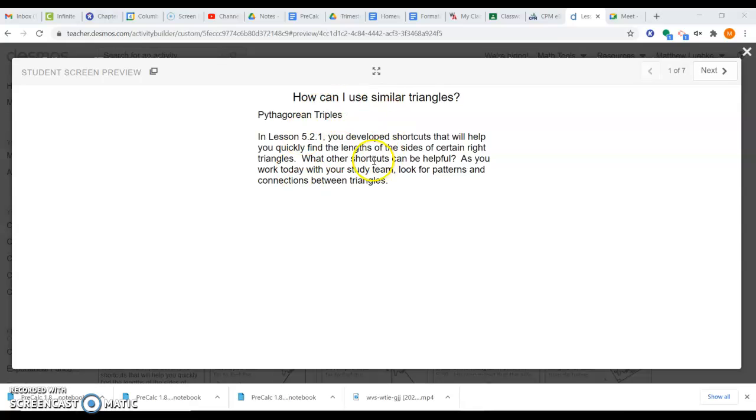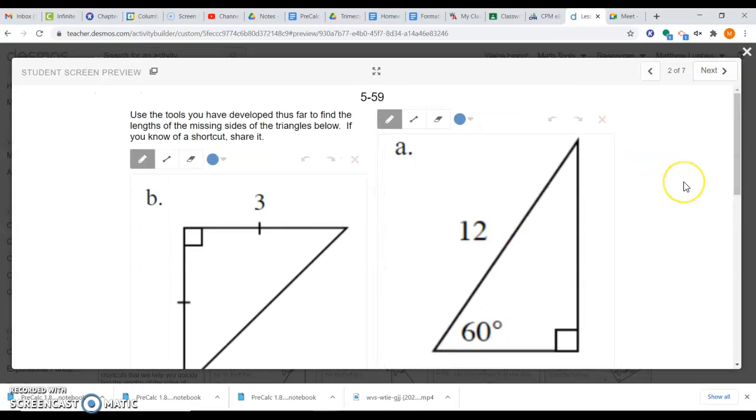What we're going to see in today's lesson, 5.2.2, is going to be review of 5.2.1. In 5.2.1, that was our 30, 60, 90 and 45, 45, 90 rules. And we're going to learn this new rule, which is the Pythagorean triples. Okay? So let's start taking a look at them.